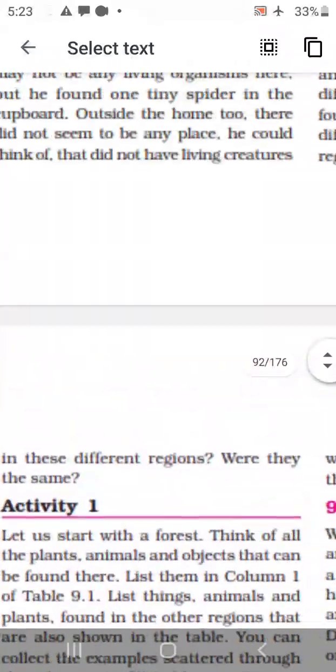Two types of roots are taproot and fibrous roots. Thank you.